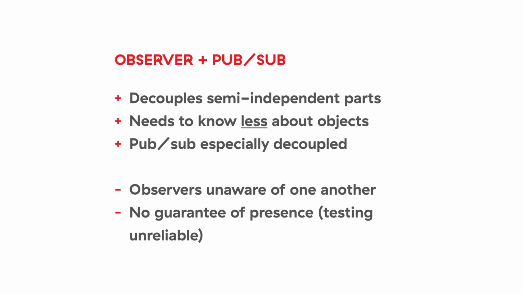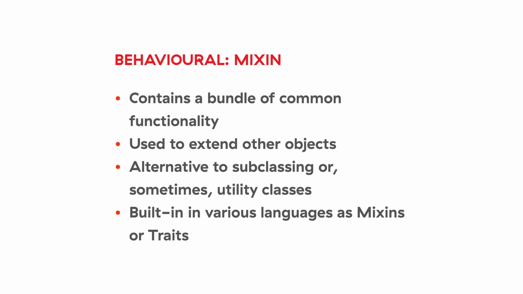Of course, the issue is, especially with pub/sub, that they might not be aware of each other. For example, you could be sending critical messages and there's nobody listening on the other side. This, of course, makes it harder to test because you can't guarantee, in most cases, the presence or absence of publishers and of listeners.